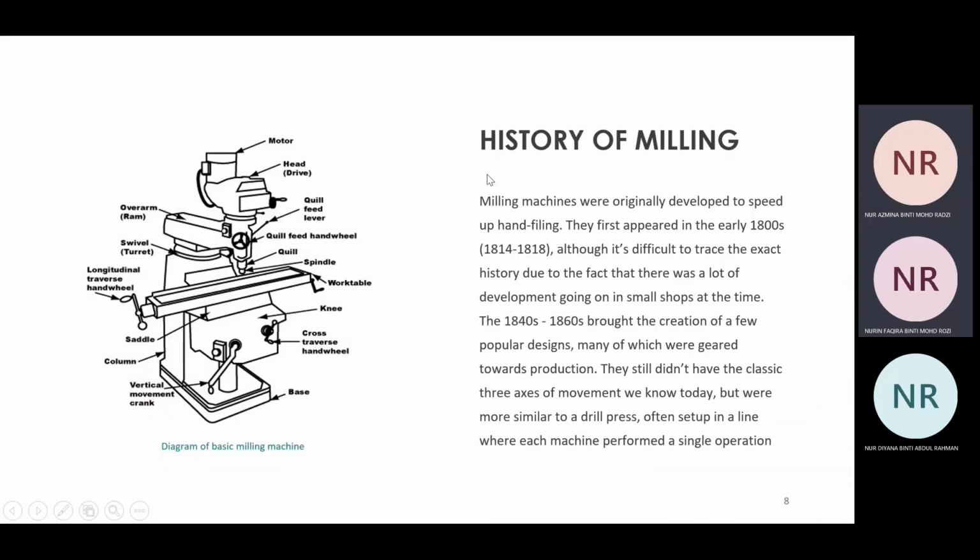Okay, the next is history of milling. As you can see here, milling machine were originally developed to speed up handling. They first appeared in the early 1800s, although it is difficult to trace the exact history due to the fact that there was a lot of development going on in small shops at the time. The 1840s brought the creation of a few popular designs.